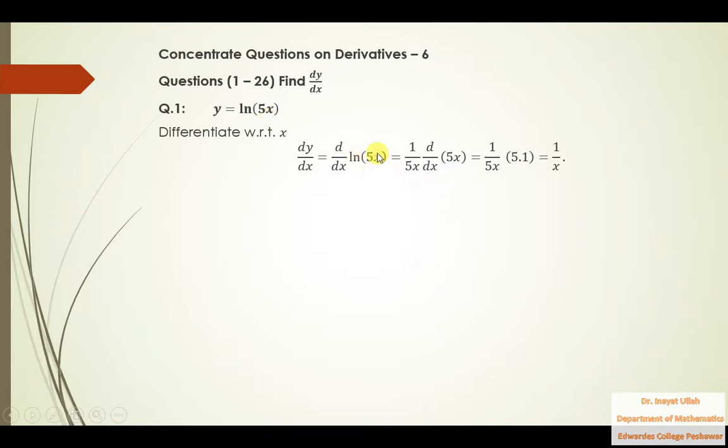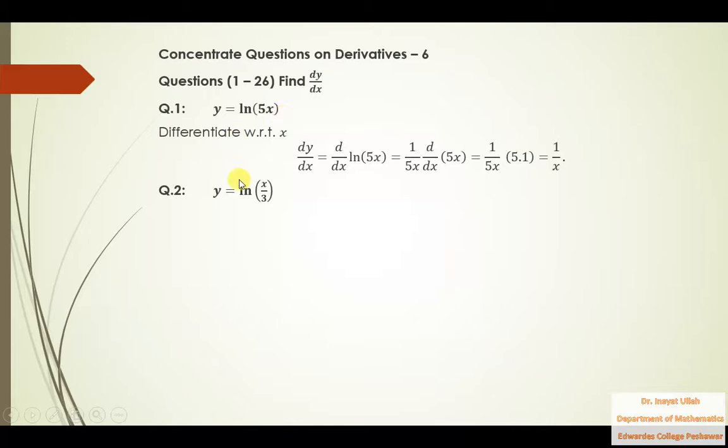Now derivative of log of 5x is 1 by 5x into further derivative of this 5x, and further derivative of this 5x is 5 into 1, so that is 5 into 1. 5 into 1 is 5. Now 5 cancels, so that is 1 by x. So that is the derivative of this function.